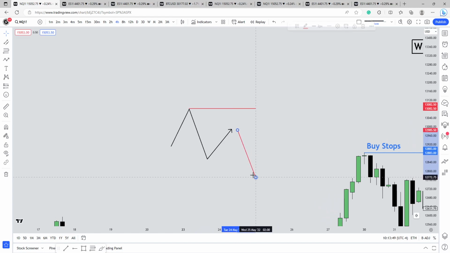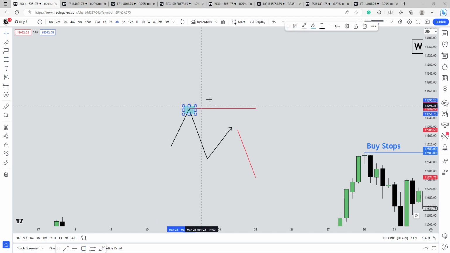Before heading lower. So if retail traders are selling right here, if they're shorting the market, where is a key place for them to put their stop loss? Well, in the books, we're taught to have our stop losses above old highs. So a lot of stop losses are going to be above this high right here, because retail would look at that as the invalidation point.